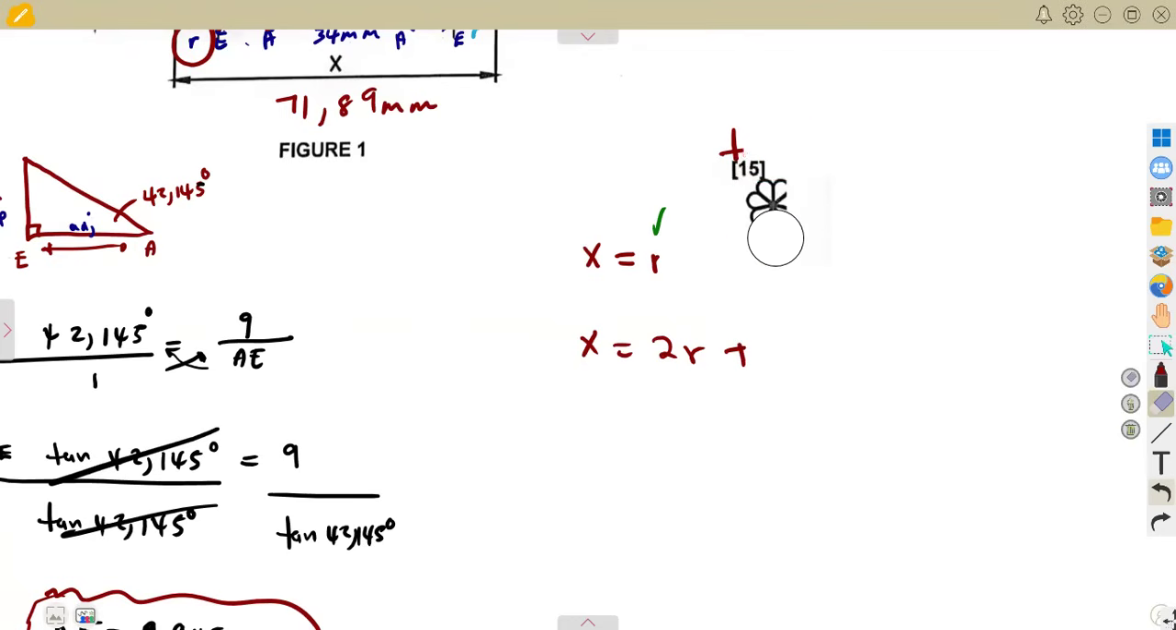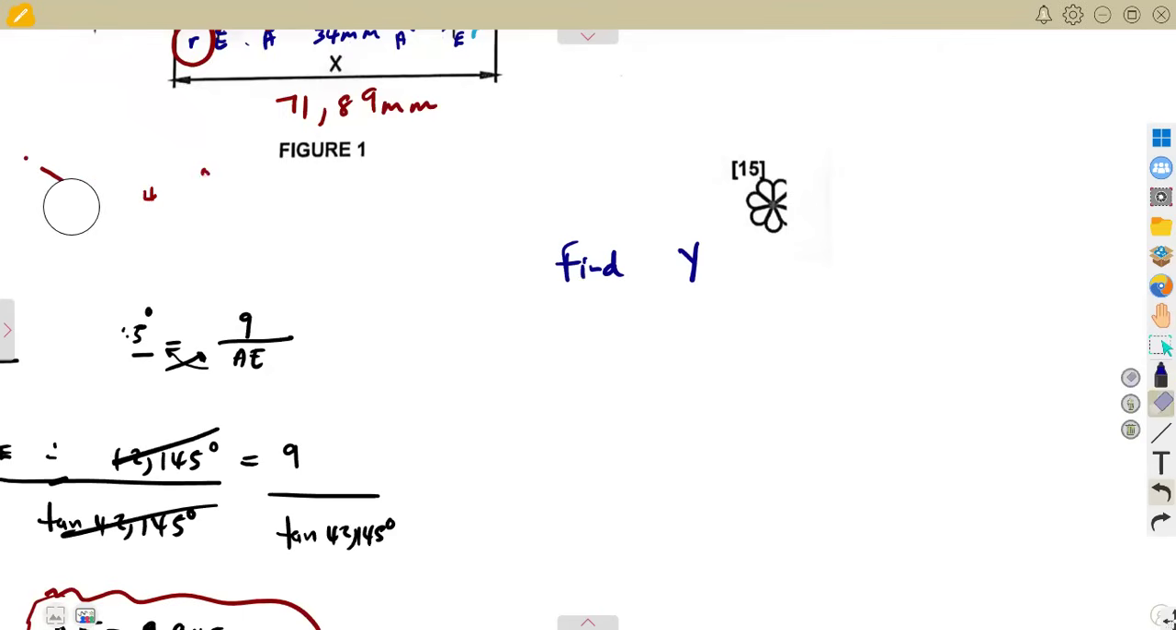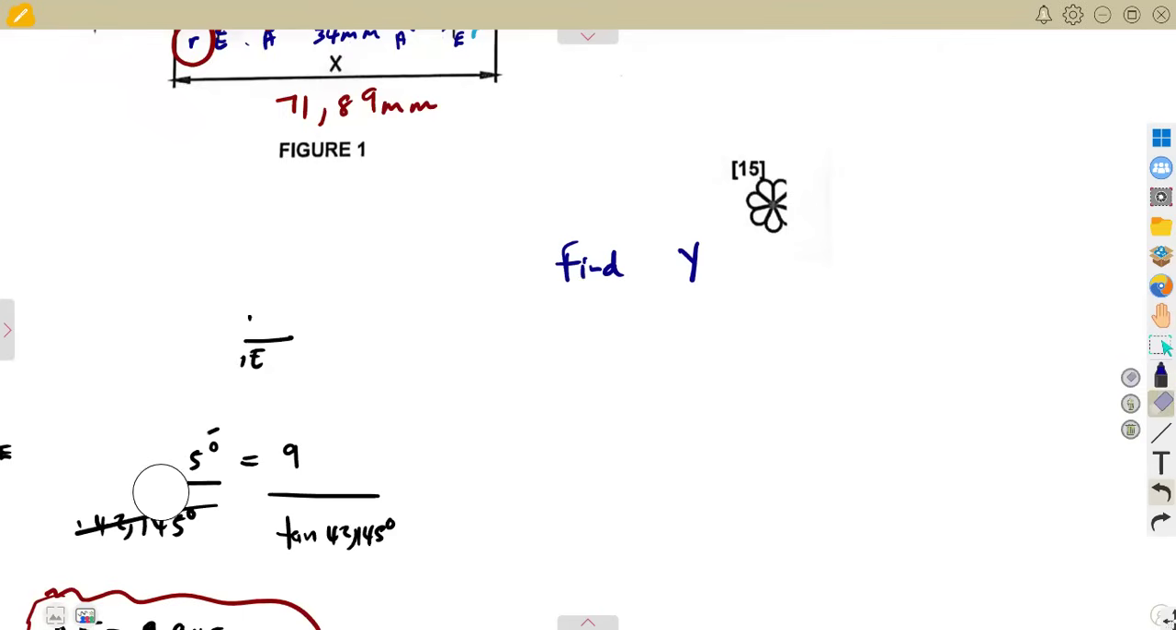Now we can find Y. 15 marks, guys. As you can see, there's a lot there that you need to consider. So let us try to find Y in this case. All right. So I don't think you're going to need this. Let us just remove this part.